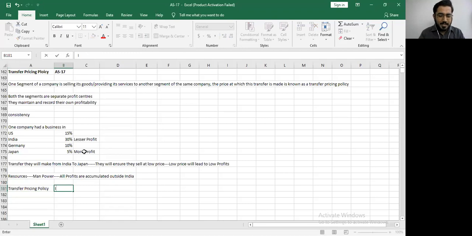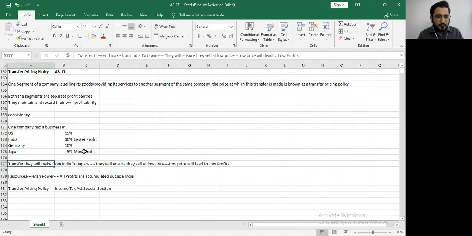So the Income Tax Act introduced a special section for transfer pricing policy, and they tried to ensure that they implement this transfer pricing policy so that no one does these kinds of things in India anymore. Are you understanding? This is the concept of transfer pricing policy. All you have to remember, ये सब तो मैंने आपको आपके knowledge के लिए समझाया.